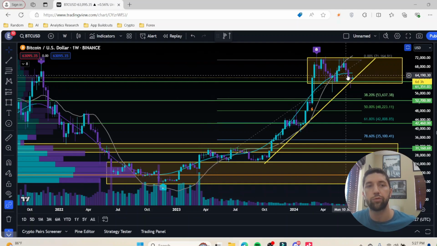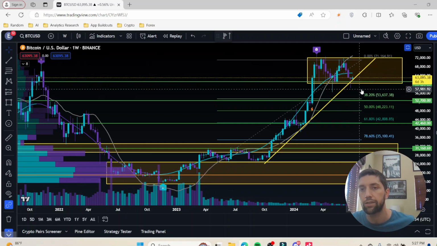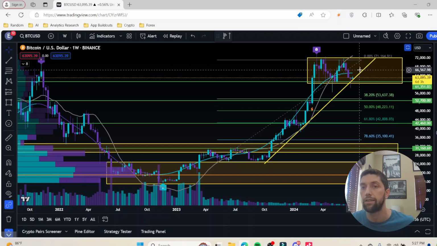And keep in mind, this is a weekly chart, so we could see another push back up. We could see another test back into the 70, 71,000 range. I'm not saying that this could drop. We could pop from here and continue to ride up.